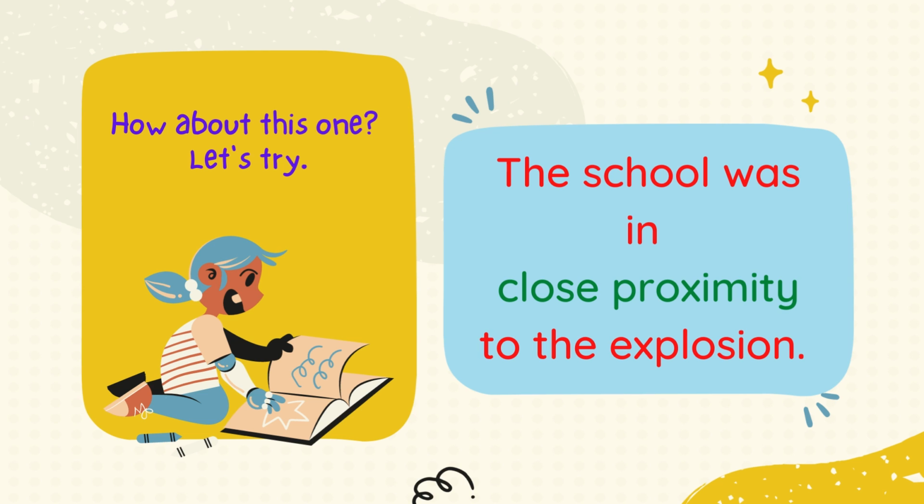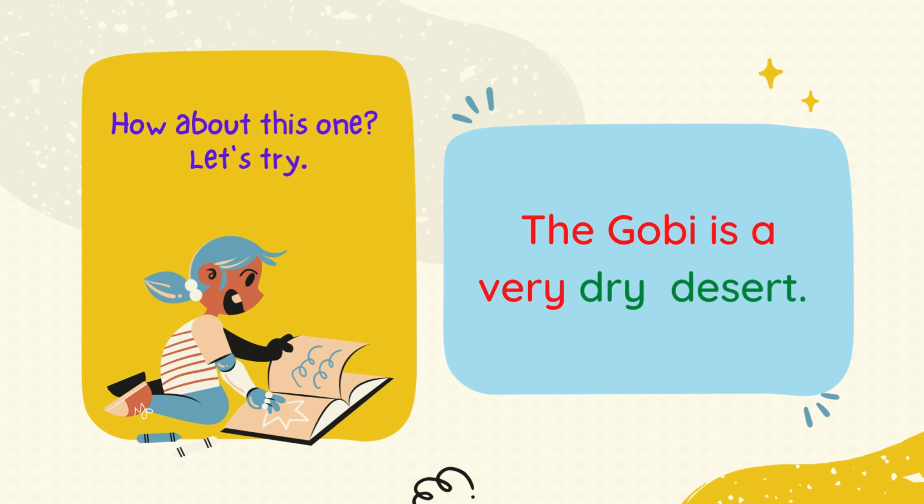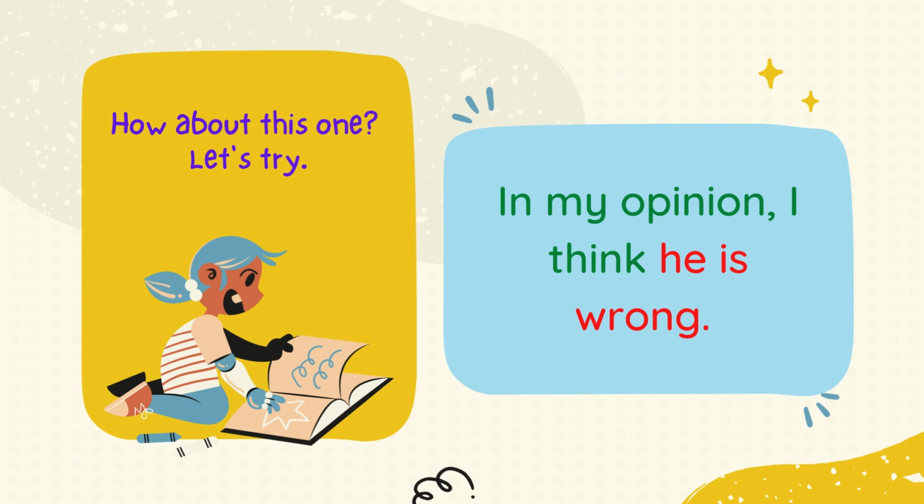Okay? Now we have, the Gobi is a very dry desert. So when you say desert, it's understood to be dry. Otherwise, it won't be called a desert. The Gobi is a desert. That's it. Final.